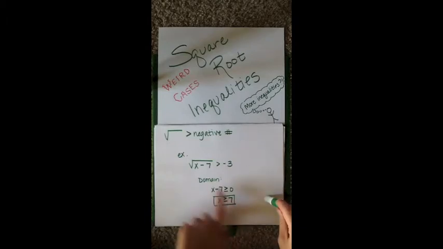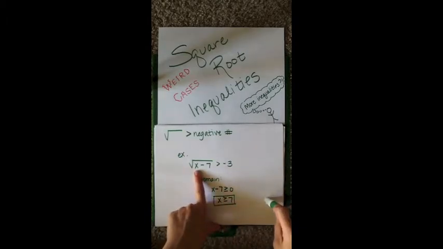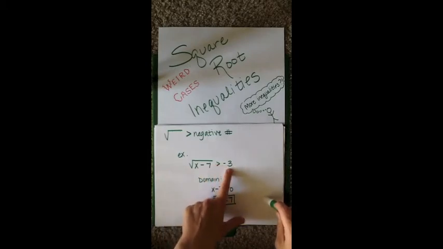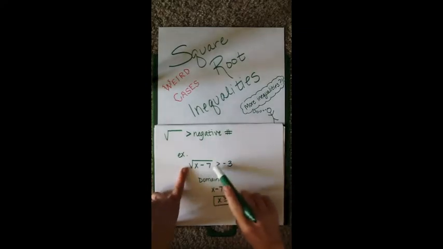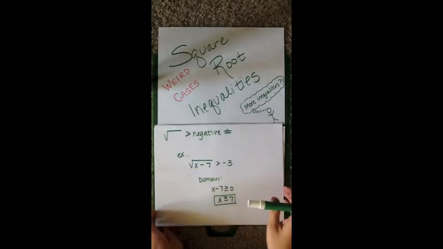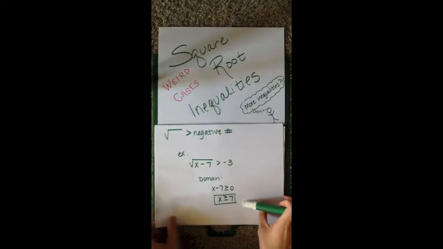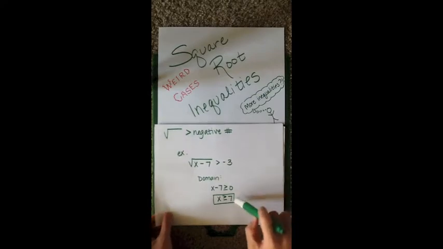Because if I were to plug in something less than that, let's say I were to plug in even just 11. If I did 11 minus 7, that gives me 4. Square root of 4 is 2. 2 is greater than negative 3. So when you have a square root that's greater than a negative number, going through and solving it is not going to give you your answer. It's your domain that's going to actually give you what your answer is.